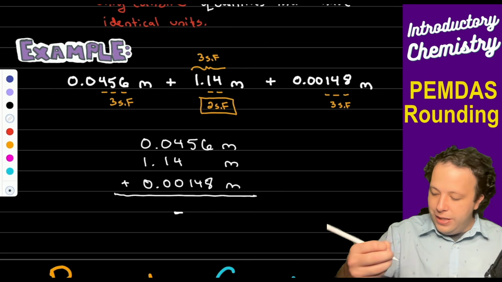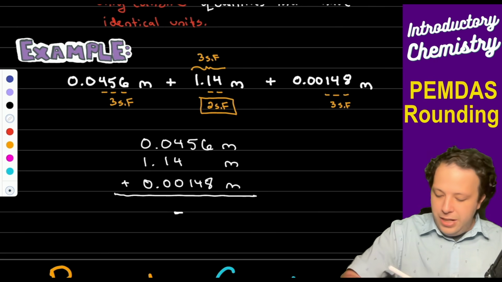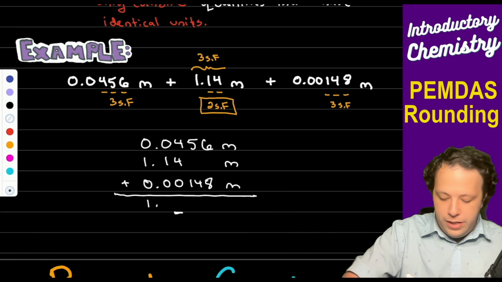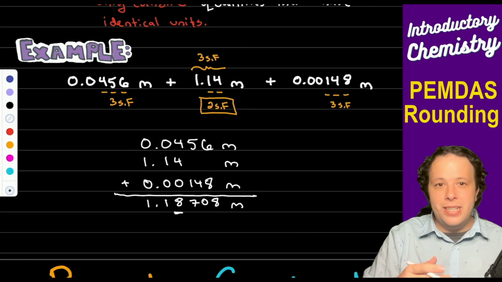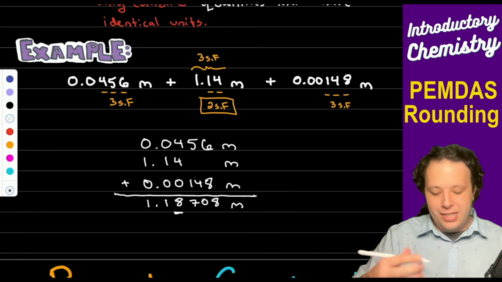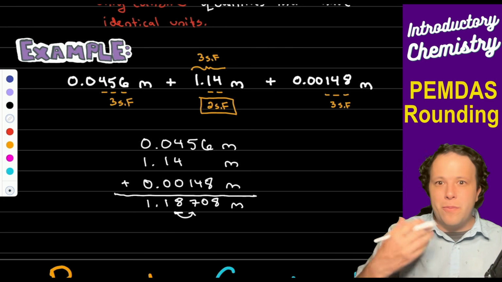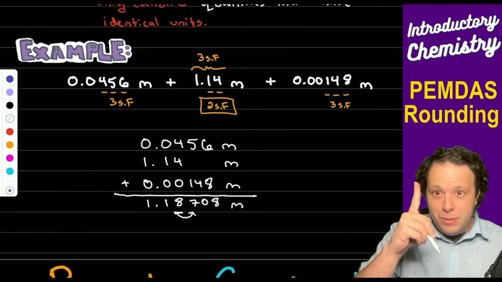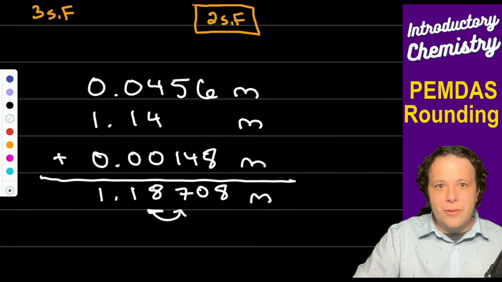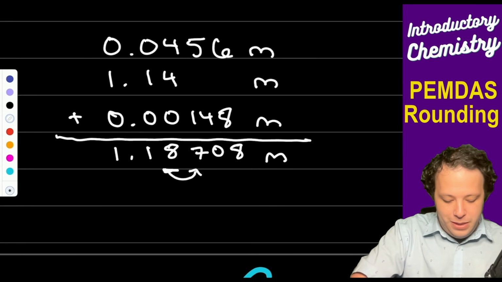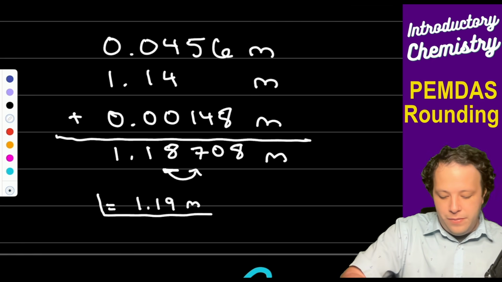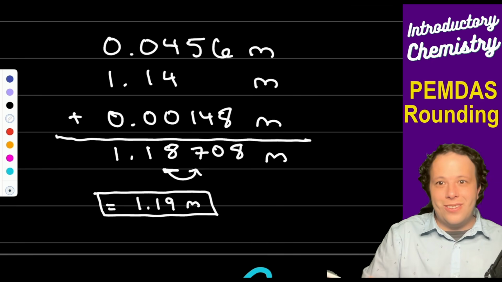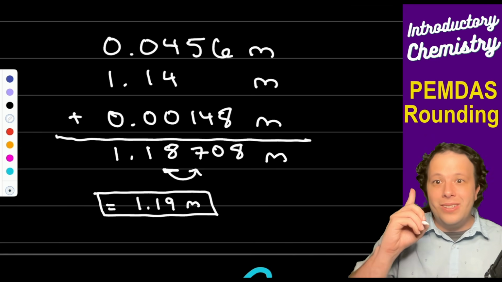So when we add all this up, if you plug this in your calculator, you're going to get 1.18708. And we're going to be rounding that to that second decimal place, meaning that 8 is next to 7. And if you remember from our previous video, we're going to round up as a result. So being that we are rounding up here, this is going to be equal to 1.19 meters for our final answer here. Let's go on to the next part.